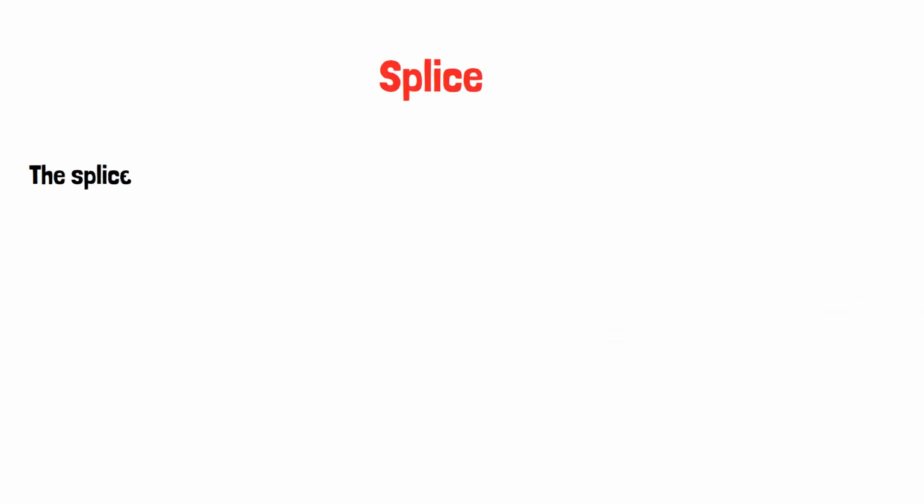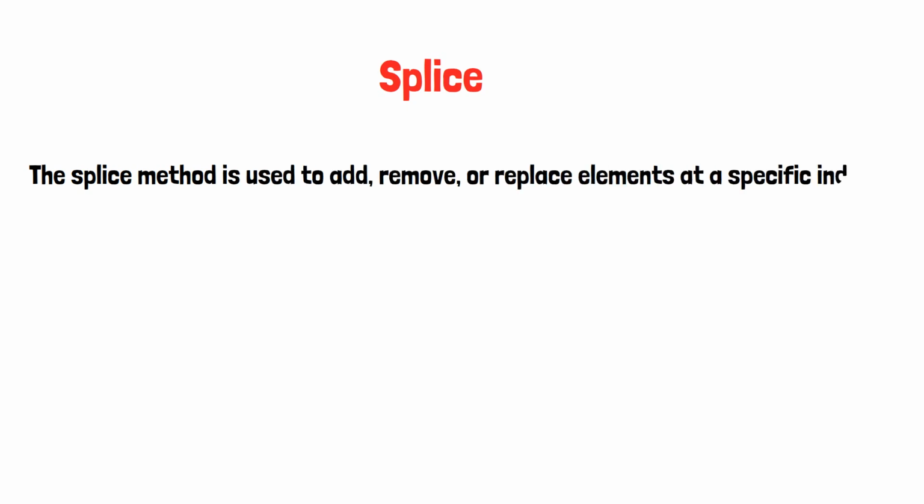Splice. The splice method is used to add, remove, or replace elements at a specific index in an array.